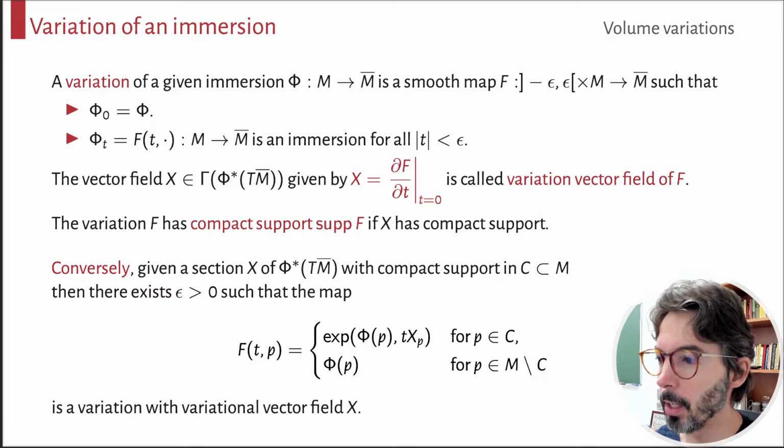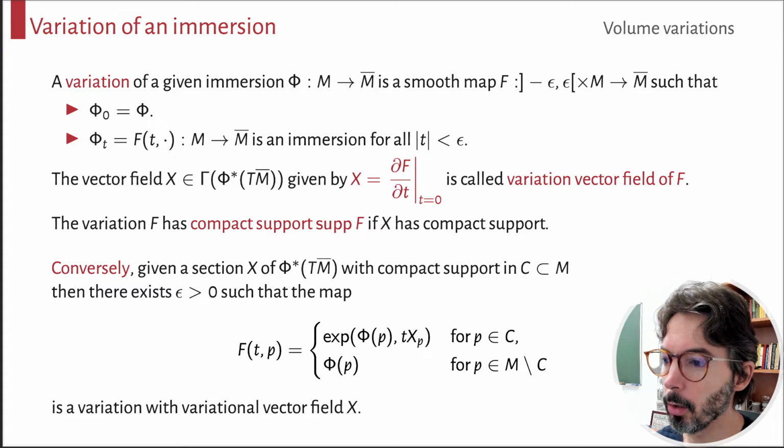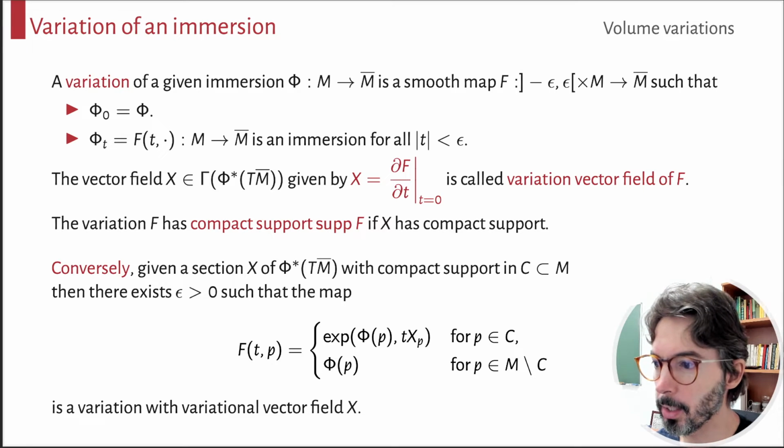Okay, conversely, given a section X of the induced bundle by the immersion with compact support, it is possible to define a variation F such that its variational vector field is precisely X. And the definition is as follows. So for every point outside the compact support of X, F is just the initial immersion. And for every point in the compact support, we just move the original immersion using the exponential map, what the vector field X tells us.